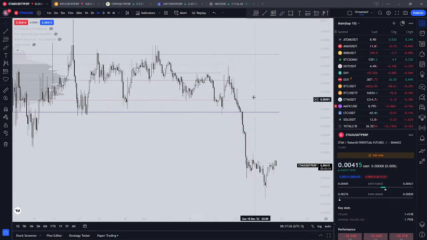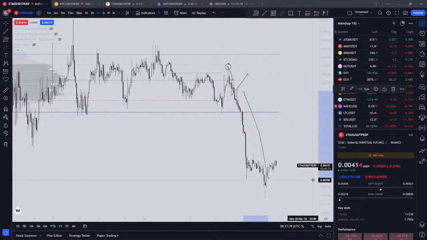And another thing is, when resistance is broken, you are taught to long, right? So when resistance is broken with this and price dips back down here, they tend to enter more long positions, which then get liquidated by this down move.